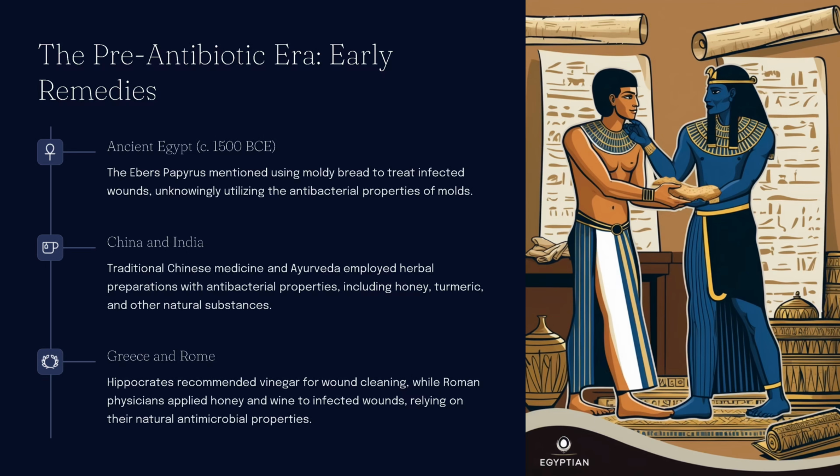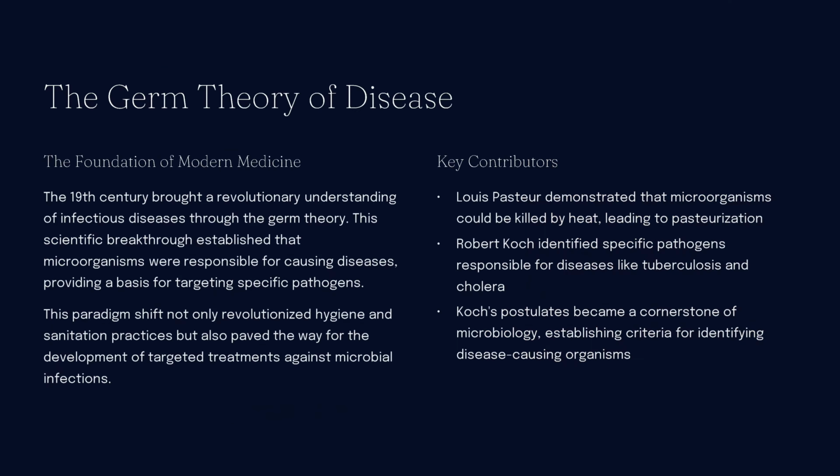So, after the pre-antibiotic era came the germ theory of disease, the foundation of modern medicine, a turning point in understanding infectious disease. It was developed in the 19th century. Pioneers such as Louis Pasteur and Robert Koch demonstrated that microorganisms were responsible for causing disease, providing a scientific basis for targeting the pathogens. Louis Pasteur's experiments with fermentation and spoilage showed that microorganisms could be killed by heat, leading to the concept of pasteurization. His work laid the groundwork for understanding how infections could be controlled.